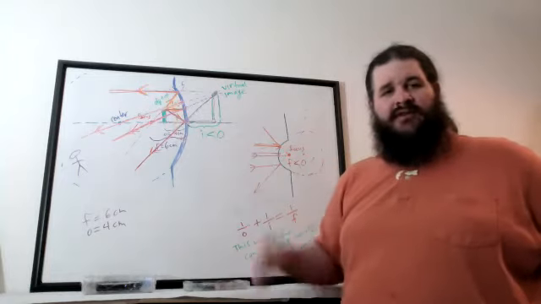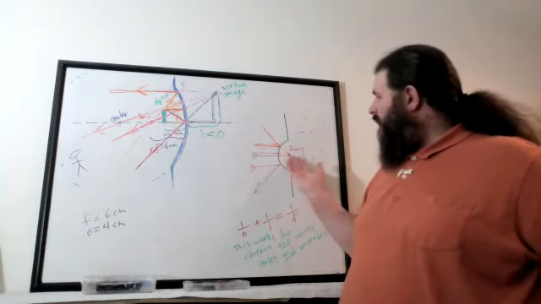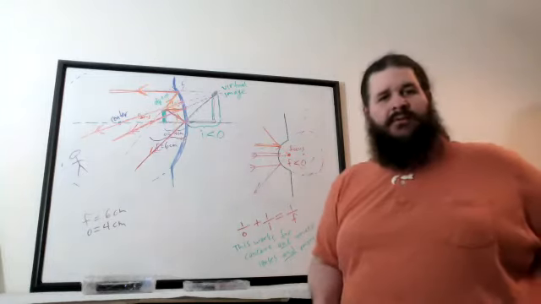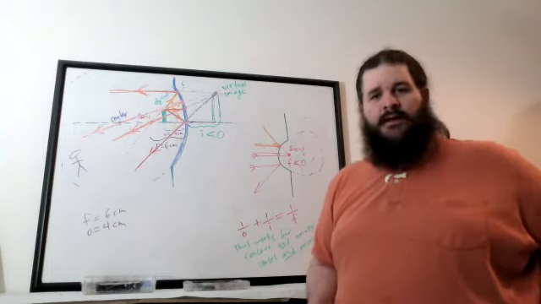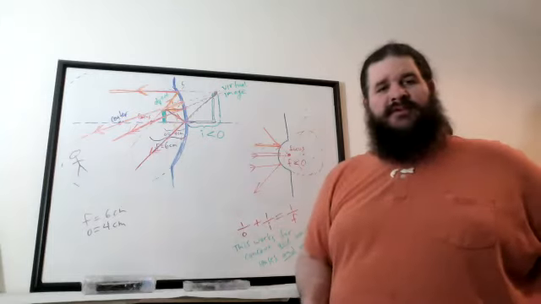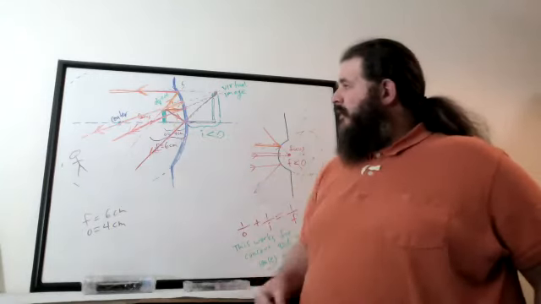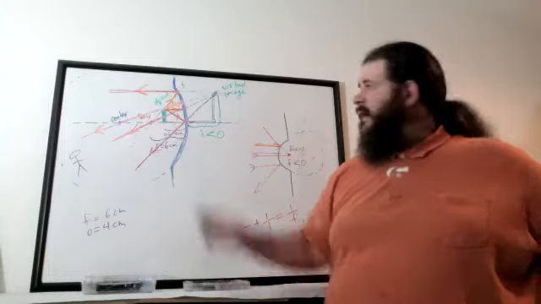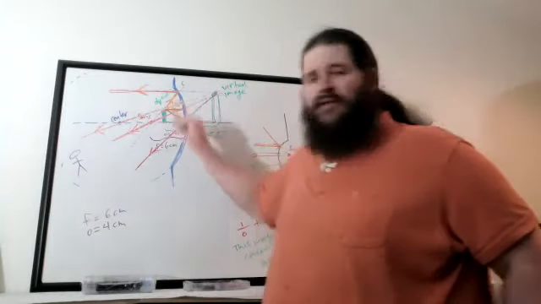For convex mirrors, it's going to be different. In fact, the convex mirror is only going to be able to produce a virtual image. So convex mirror, bulging out, only produces virtual images. The concave mirror can produce real or virtual depending on which side of the focal point the object is.